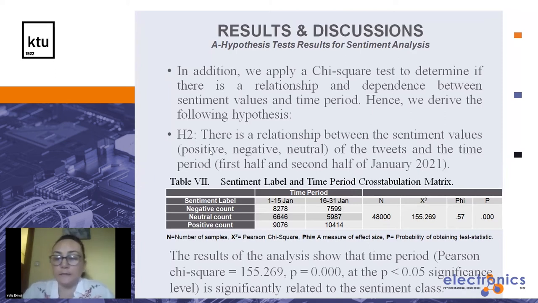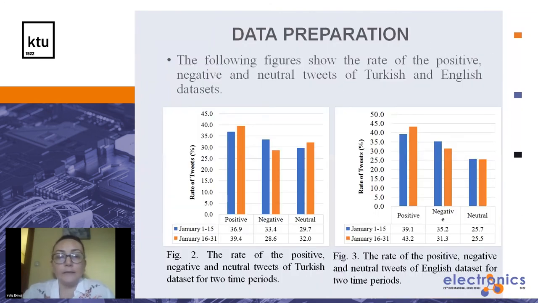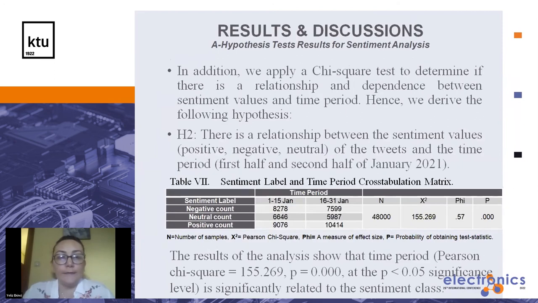And here, our quick idea is also proved by the hypothesis test at the 5% significance level. And we can say that in the second half of January 2021, people became more positive in terms of COVID-19. So this was the first part of the analysis.